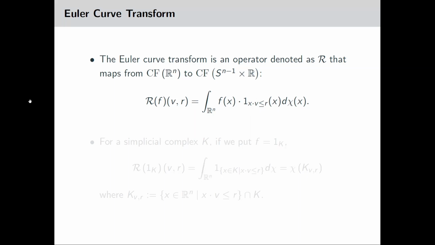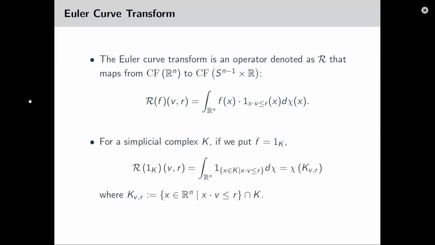So this formula may look complicated at first, but since we are dealing with simplicial complexes, we are going to use the characteristic function of an embedded simplicial complex K. If we plug in the characteristic function in this formula, then it becomes quite simple. In this case, the transform simply computes the Euler characteristic of the set K_{v,r}, where K_{v,r} is defined here. So it is an intersection between the embedded simplicial complex K and a half space defined by v and r. v is an element in S^{m-1} and r is an element in R.